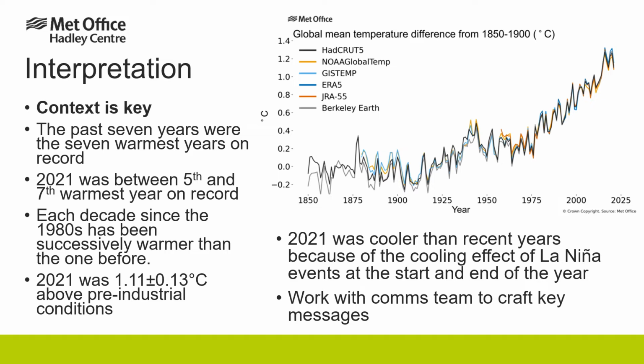We can also start to explain some of the changes we see. So for example, we said that 2021 was cooler than recent years because of the cooling effect of La Nina events at the start and end of the year. So you can see that 2021 isn't as warm as 2020 was, or say 2015 or 2016, which were boosted by a strong El Nino. And we worked with the comms team to craft key messages, and some of these have been building up over the past several years. So it's an iterative process, looking at what's going to be effective, but also what respects the underlying science and uncertainty in the data.